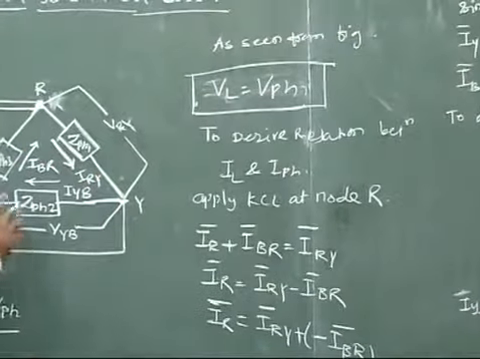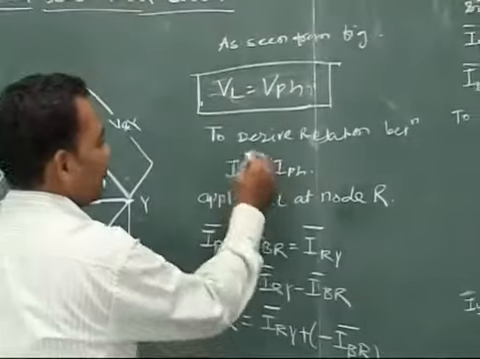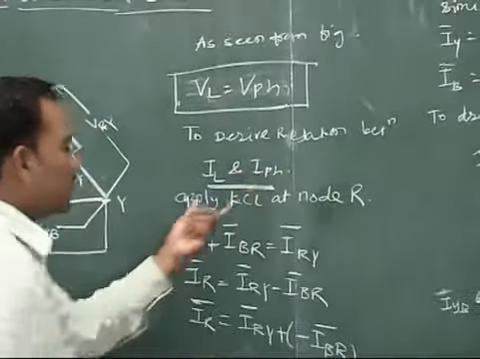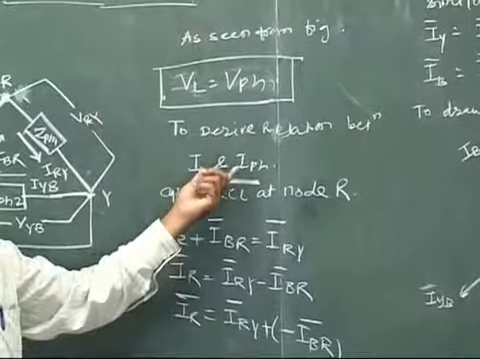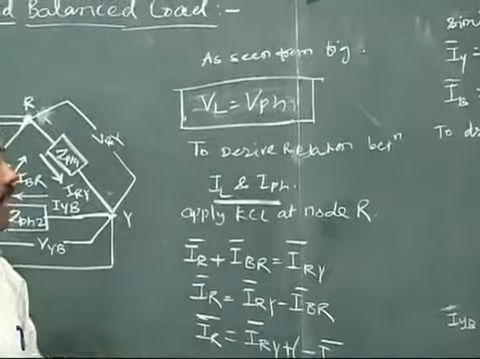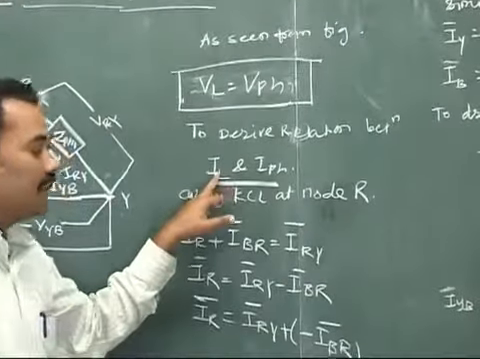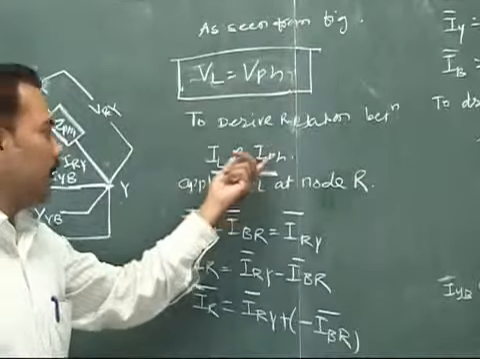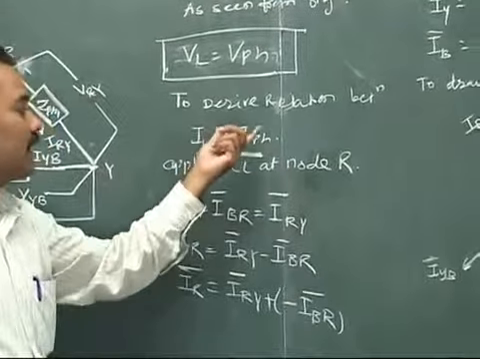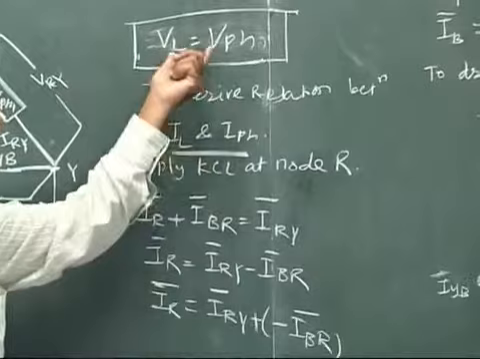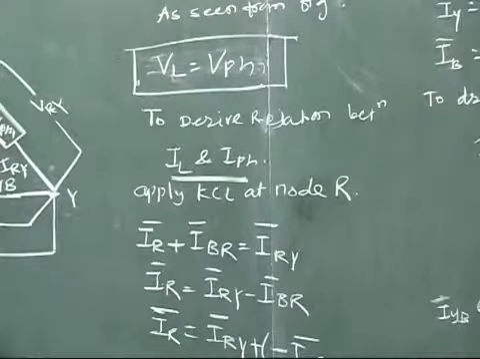So now we derive the relation for the line current and the phase current. In the star configuration we derived the relation for the line voltage and the phase voltage. Here in the delta configuration we need to derive the relation of the line current and the phase current, because here the line voltage and the phase voltage are the same.